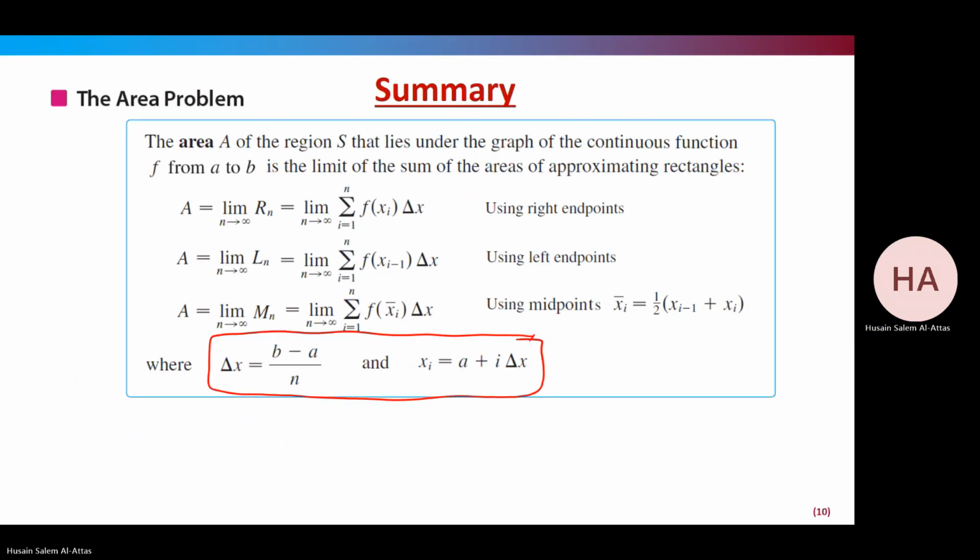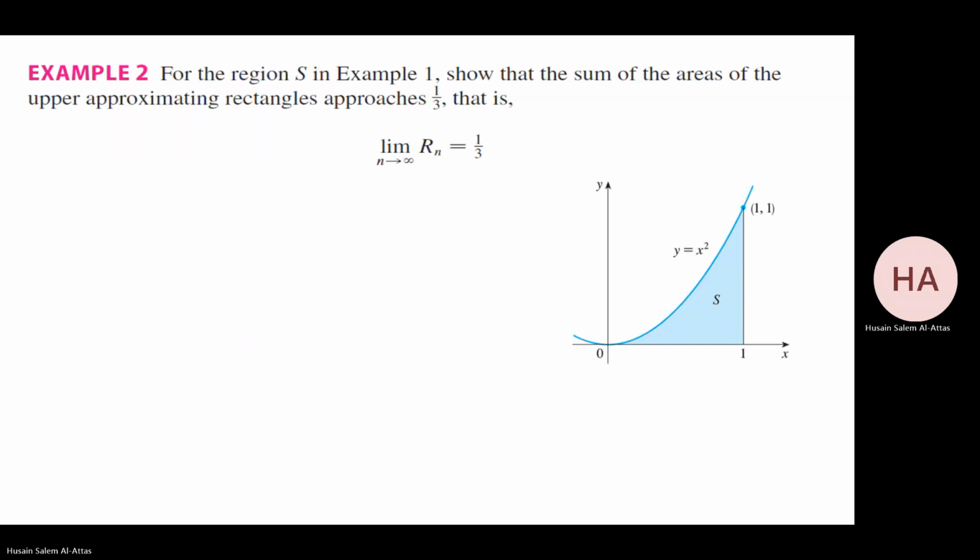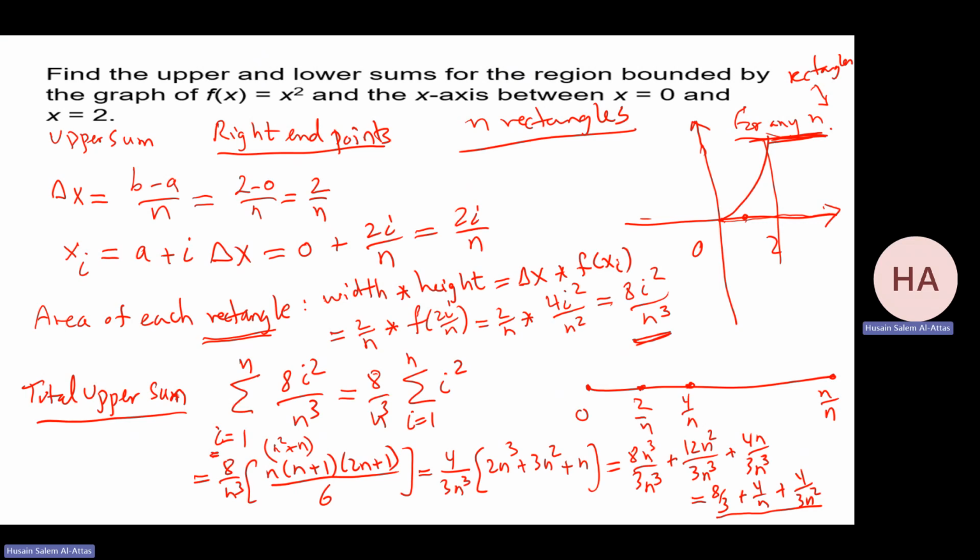Okay, now for the lower sum. And by the way, to find the area, just take the limit as n goes to infinity. We'll make n go to infinity. For sure, I'm getting the exact area.